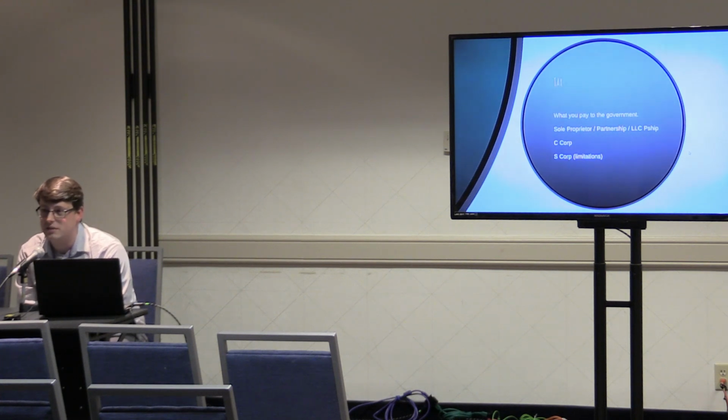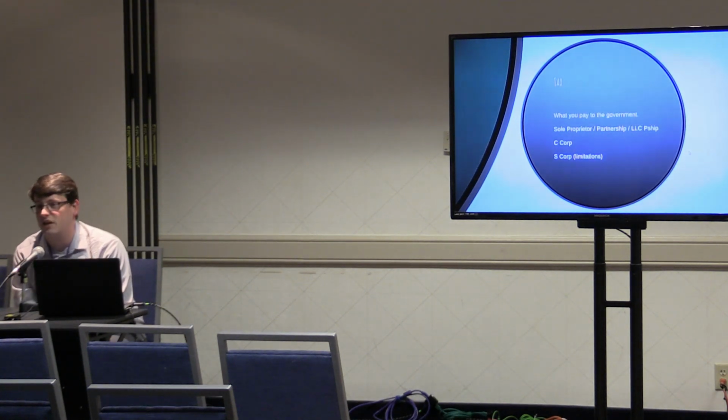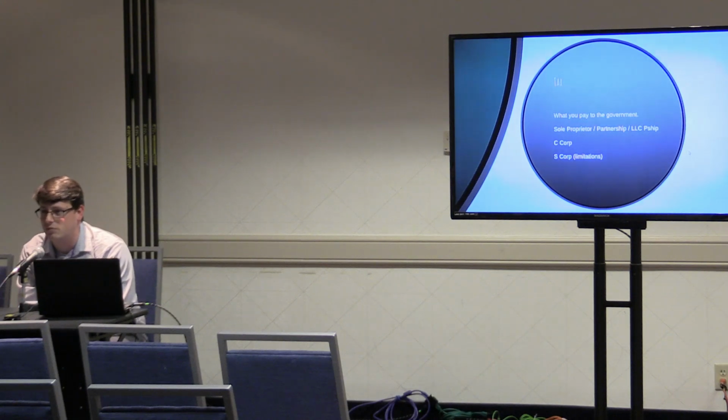LLCs can elect to be taxed either as a partnership, a C Corp, or an S Corp, which is why before we said they have tax flexibility. They can decide how they want to be taxed. C Corps and S Corps are both just corporations that have made a similar election. At a certain point of income, especially if it's just you, it will make sense. If your plan is to stay one person forever, it will probably make sense to make an S Corp election.